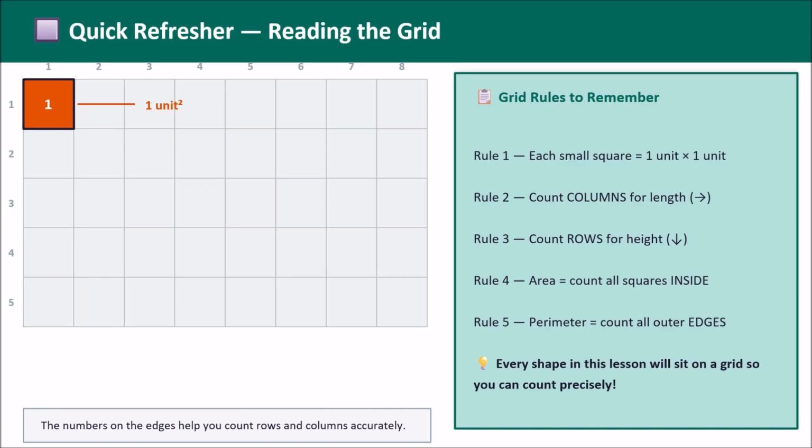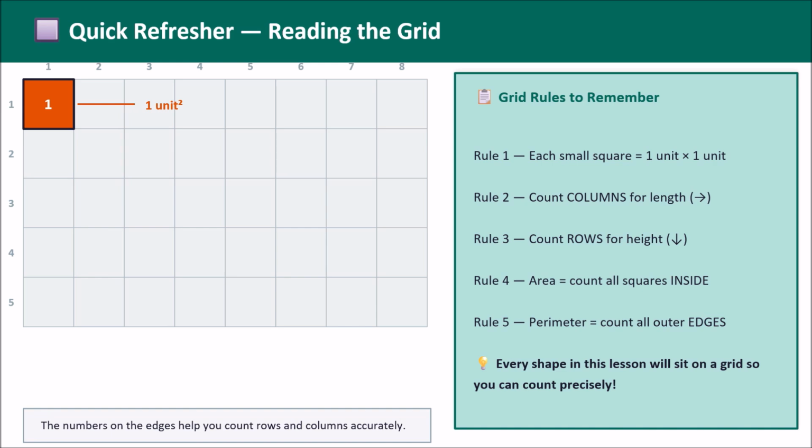Before we look at combination shapes, let's quickly remind ourselves how to read a grid. A grid is made of rows and columns of equal squares. Look at the numbers along the top. Those count the columns, left to right. The numbers down the side count the rows, top to bottom. This one orange square at the top is counted as 1 unit squared, which means it is exactly 1 unit wide and 1 unit tall.